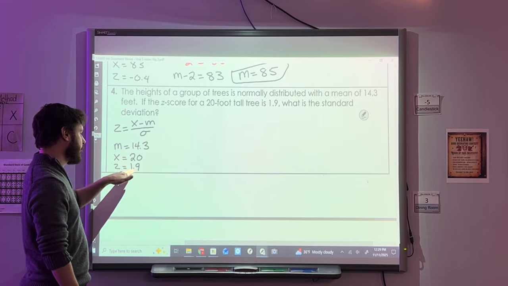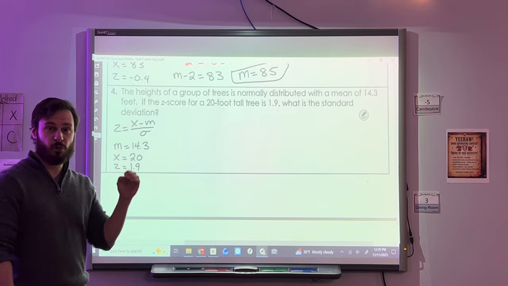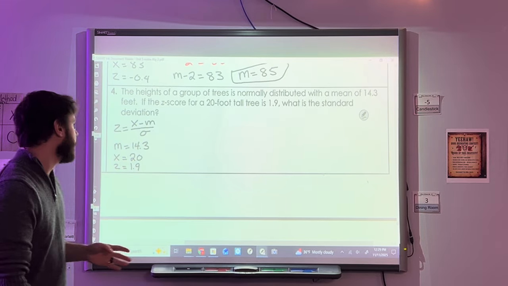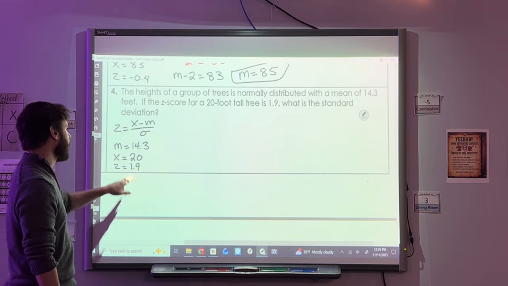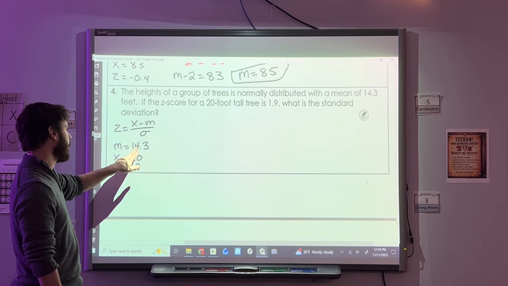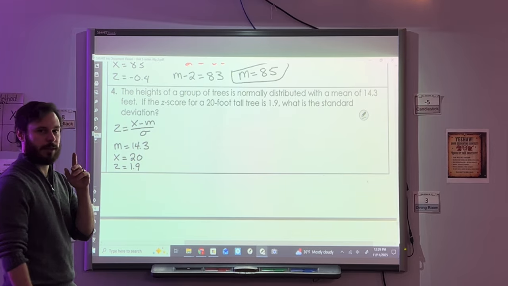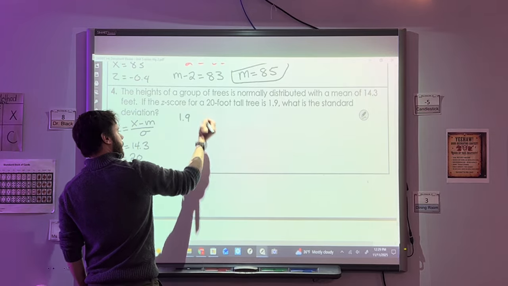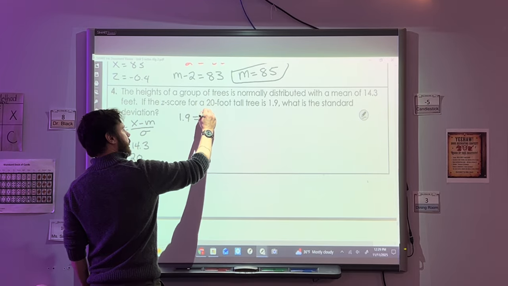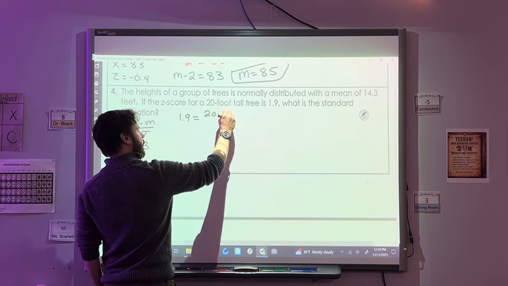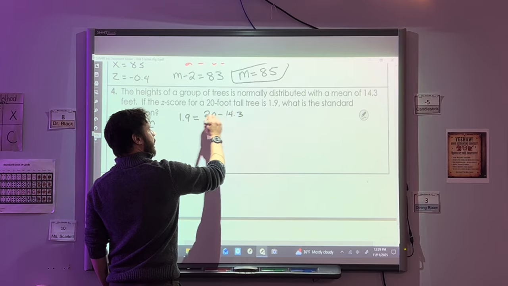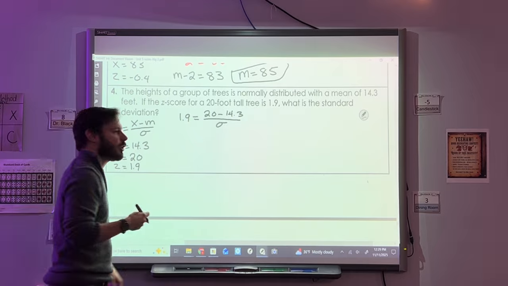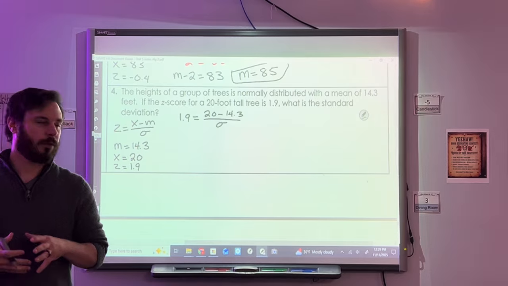The z-score is 1.9. It's almost 2 full standard deviations above the average. So I'm expecting that the score is largely above the average, and that makes sense. Okay, plug in our values. 1.9 equals 20 minus 14.3 over the standard deviation. And that's what I'm trying to solve for.